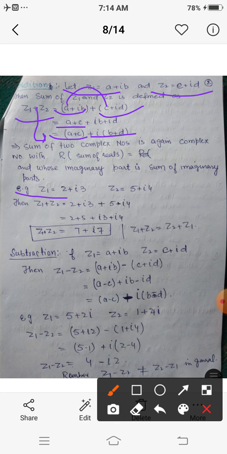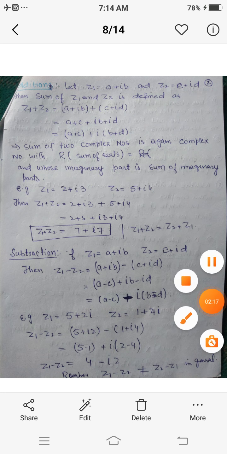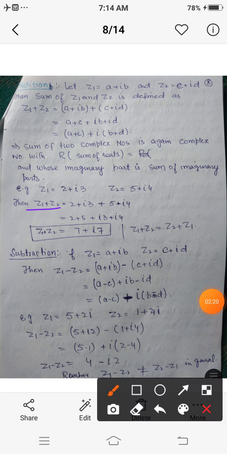Like if we consider z1 equals 2 plus iota 3, z2 equals 5 plus iota 4. Here the real part of z1 is 2, imaginary part is 3, while the real part of z2 is 5 and imaginary part is 4. So z1 plus z2 is 2 plus iota 3 plus 5 plus iota 4, which is simply, by adding real parts, 2 plus 5, and by adding the imaginary parts, 3 plus 4, which is 7. Hence z1 plus z2 is the complex number 7 plus iota 7.